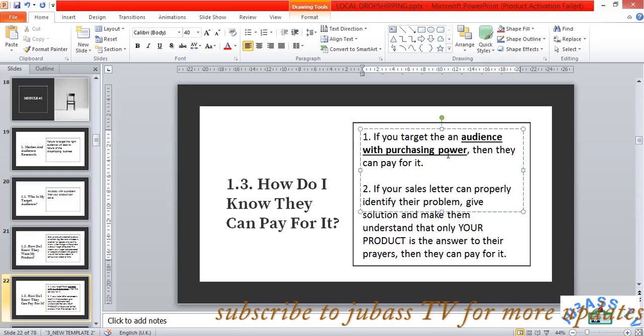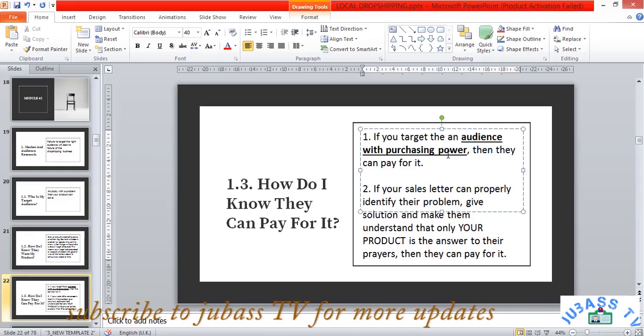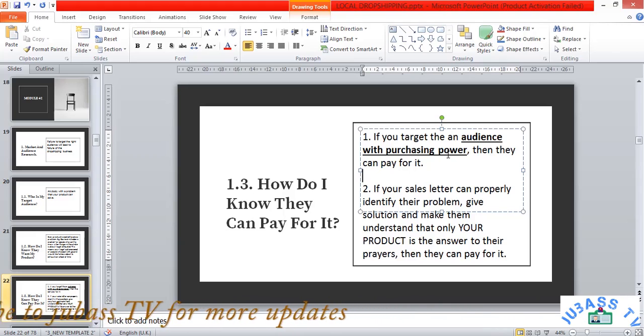That is it. So hardly will you find somebody who just has the money now, or rather, hardly will you find everybody with the purchasing power who has the ability to pay for it right now. But if you can target an audience with purchasing power and you can get just 1% of them to pay and about 70% of them to show serious interest, that, once this money enters my hand, I am getting this item, I don't think you have an issue with sales. So how do I know if they can pay for it? If the audience you're targeting has purchasing power, then they will be able to pay for it.